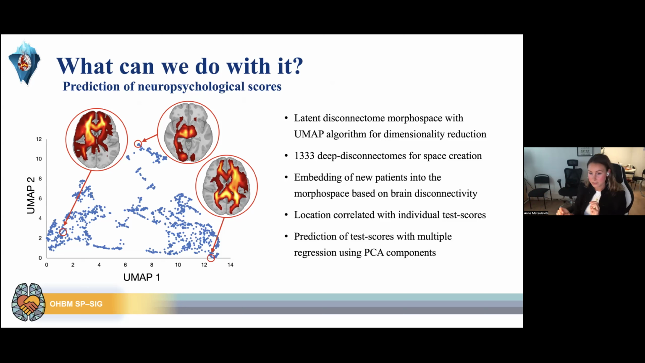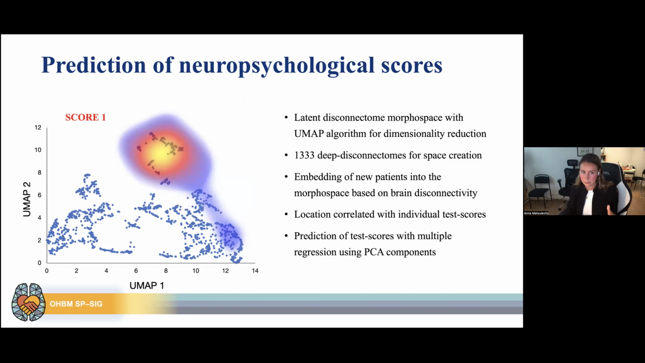And you remember those slightly over 100 patients with neuropsychological scores? We did that for those people, and we embedded those 139 new patients into the created morphospace and correlated the location where they land with their individual test scores on each of the over 80 test scores that they had. And that actually allowed us to create a prediction framework to predict test scores for completely newly embedded patients. So that's basically how it works.